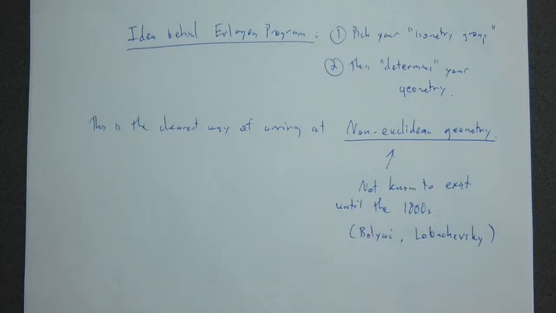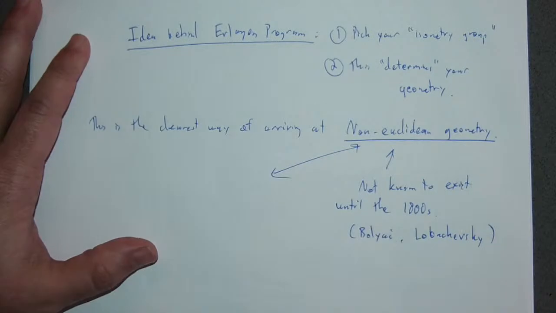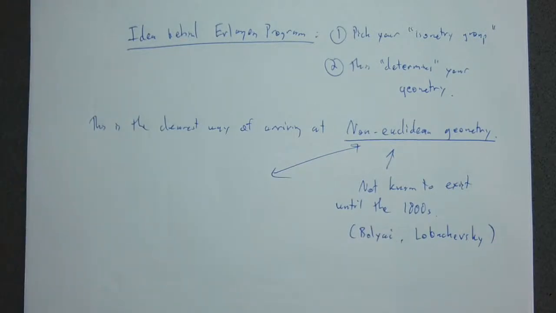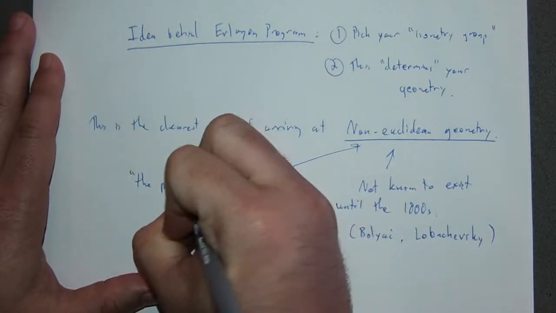Why is this important? First of all, what is non-Euclidean geometry? A quick and dirty definition of something that's non-Euclidean is that the parallel postulate is false.